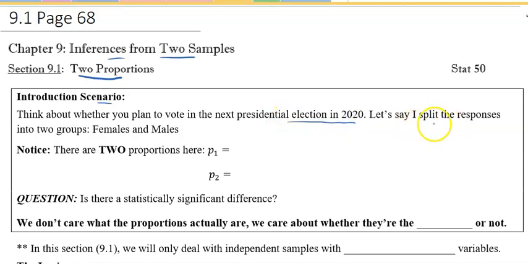Let's say I split the responses into two groups, females and males. There are two proportions where proportion 1 equals a number. Let's say, I don't know, 78%. Proportion 2, let's say 2%. Question. Is there a statistically significant difference? Well, we don't know yet. We do not know yet.